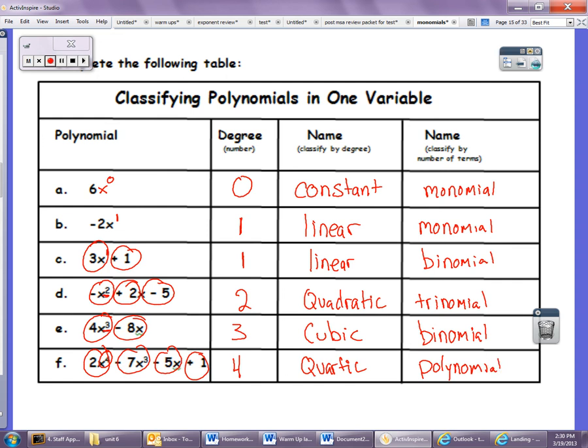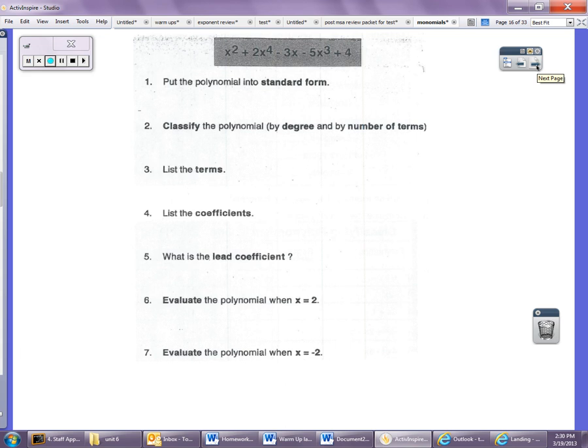Then when we look at the very last page, it says put the polynomial in the standard form. Well, highest degree is 4, so it's 2x to the fourth. Then we have our 3, so that's minus 5x to the third. Then plus x squared minus 3x plus 4. 4, 3, 2, 1, and then nothing. Classify it by degree and by number. Highest degree is 4, so that is a quartic. And there's 5 terms, so it's a quartic polynomial.